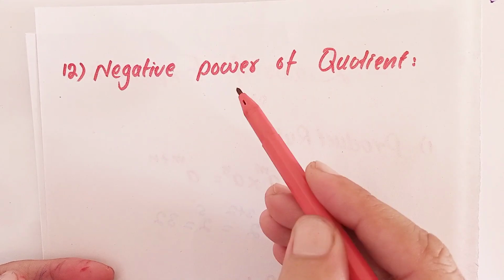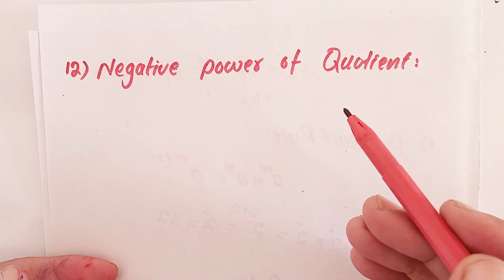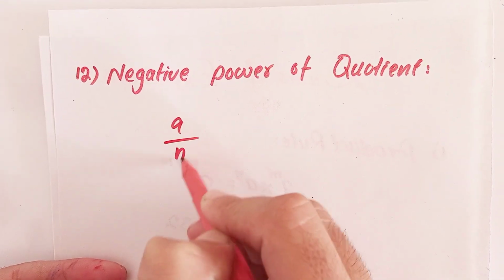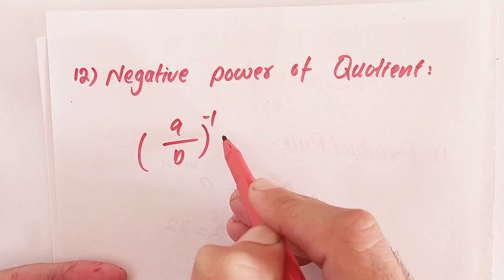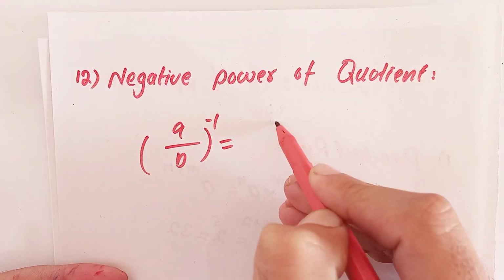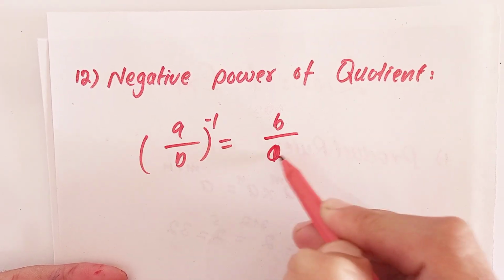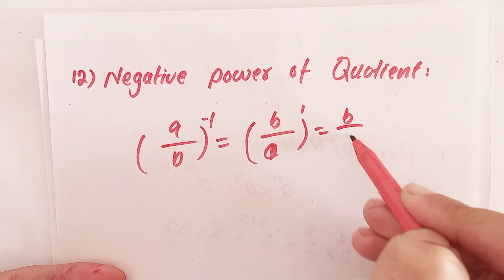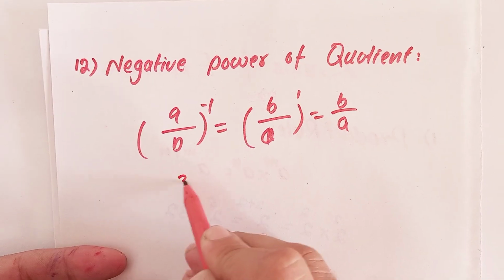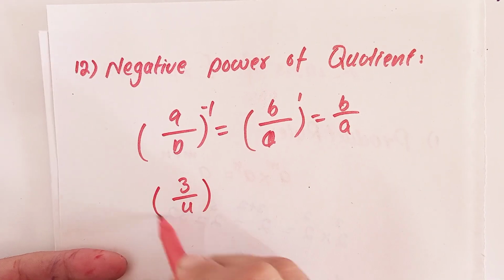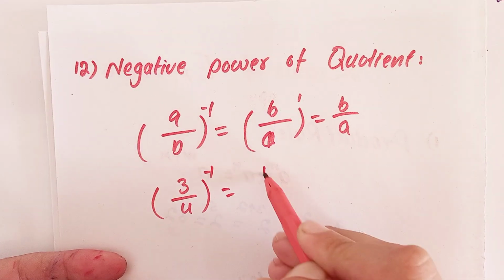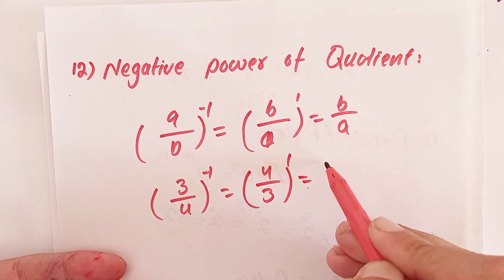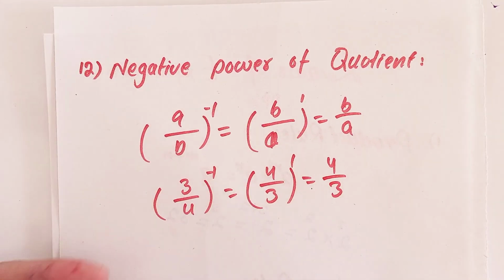12. Negative power of quotient. Negative power of quotient states that a divided by b raised to the power -1 is equal to b over a raised to the power +1, which is equal to b over a. For example, 3 over 4 raised to the power -1 is equal to 4 over 3 raised to the power +1, which is equal to 4 over 3.